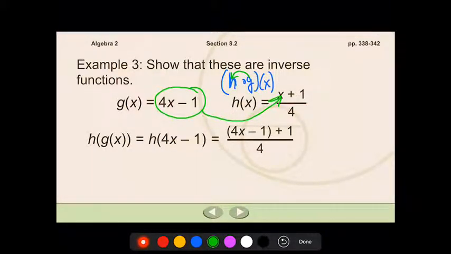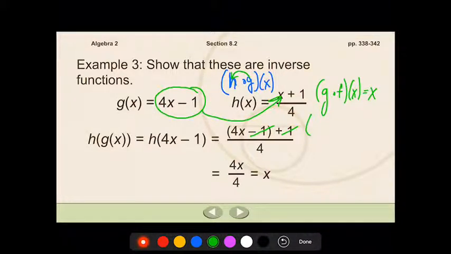Again, it's simplification here. The 1's will cancel out, which is convenient. So I'm left with 4x over 4, which gives me x. So sure enough, in this particular example, g of h of x equaled x.